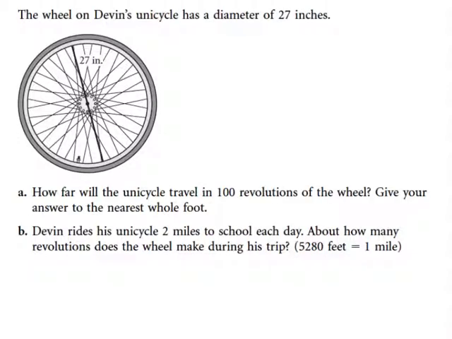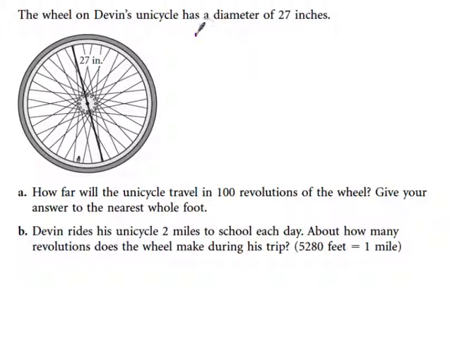It says the wheel on Devon's unicycle has a diameter of 27 inches. Okay, so that's a diameter. How far will the unicycle travel in 100 revolutions of the wheel? Give your answer to the nearest whole foot. So basically, what we need to do is figure out how far the wheel travels in one revolution, and then do what? Multiply that by 100. So to find one revolution, that is the circumference.